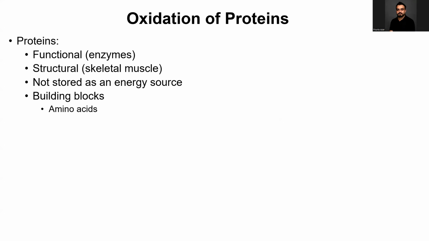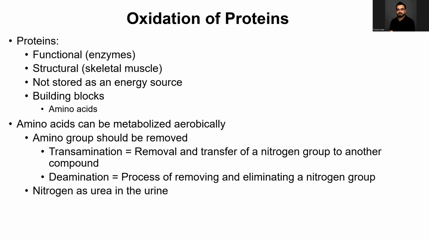For instance, the building blocks of glycogen is glucose. The building blocks of starch is glucose. And the building blocks of proteins are amino acids. And these amino acids can be metabolized aerobically. So we can oxidize amino acids to get energy from them.